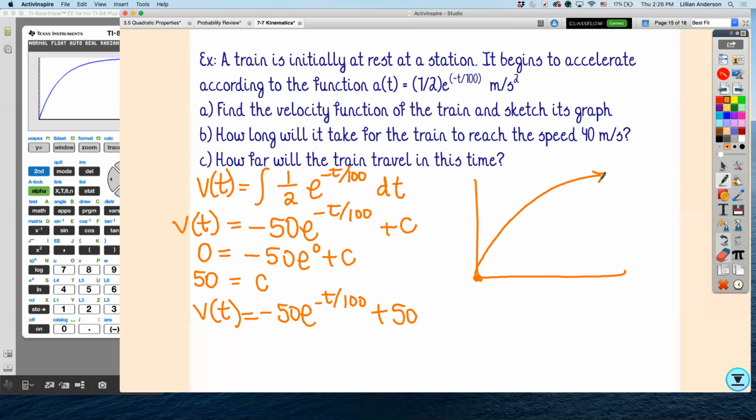In a sketch, my y-axis should be labeled what, and my x-axis should be labeled what? v and t. Very good. Now, how long will it take for the train to reach a speed of 40 meters per second? What does that mean? My v of t equals 40. So that means I need to set the function equal to 40 and solve it.